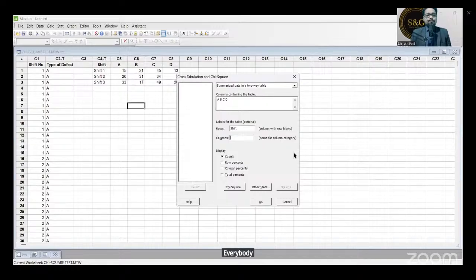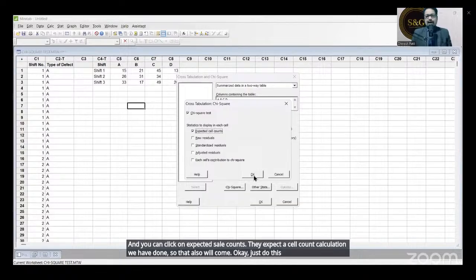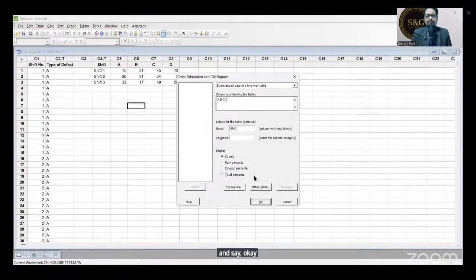Everybody with me till now? So you have to select the summarized data: select A, B, C, D, and in rows select shift. Okay, now don't click on OK yet. Go to chi-square and click on chi-square test here. And you can click on expected cell counts. The expected cell count calculation we have done, so that also will come. Just do this, two clicks, say OK and say OK.